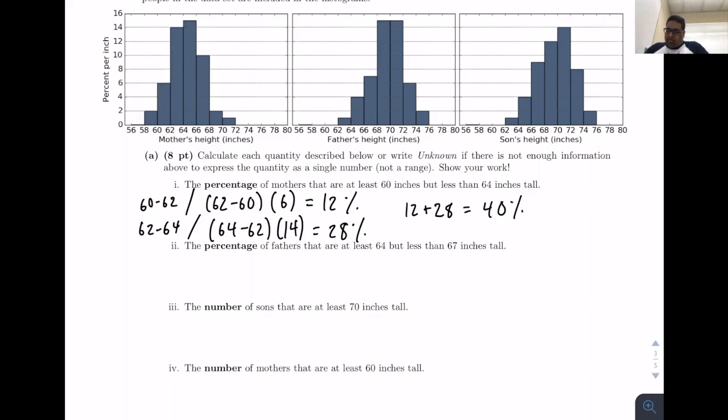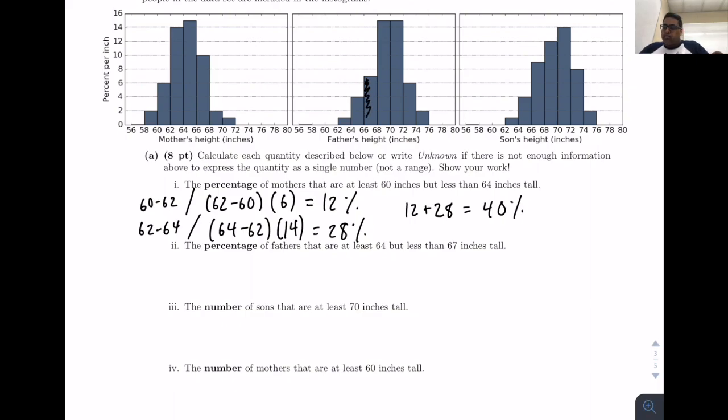Cool. So 2 asks us the percentage of fathers that are at least 64 inches tall, but less than 67 inches tall. So we look at the bins that we have. We have a 64 for the father's side, but we see that 67 would actually lie halfway in between 66 and 68, right? And so it's tempting to say, okay, why don't we just halve the bin of 66 and 68 and just take half of this bin, right?